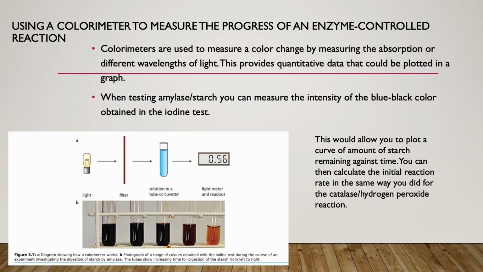Using a colorimeter to measure the progress of an enzyme-controlled reaction. Colorimeters are used to measure the color change by measuring the absorption of different wavelengths of light. This provides quantitative data that could be plotted in a graph. When testing amylase, which breaks down starch, you can measure the intensity of the blue-black color obtained in the iodine test. This would allow you to plot a curve of the amount of starch remaining against time. You could then calculate the initial reaction rate the same way that you did for the catalase hydrogen peroxide reaction.